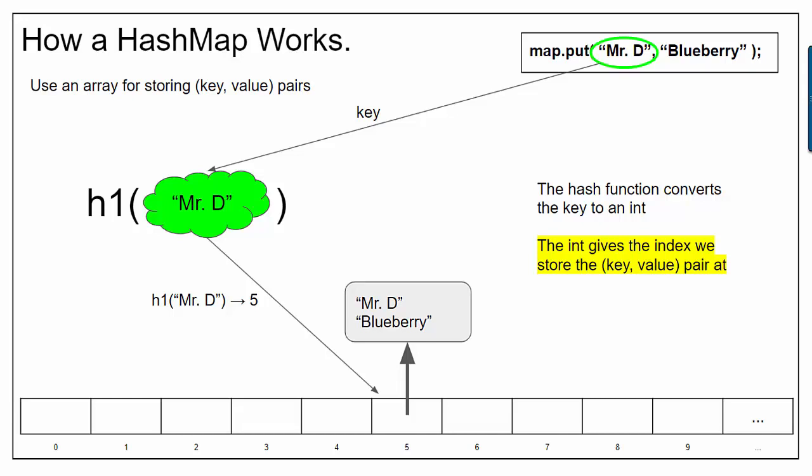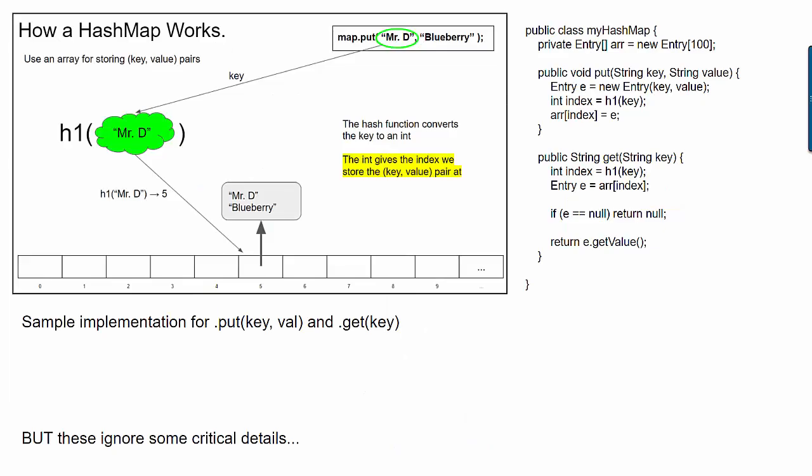Let's just imagine that Mr. D ends up mapping to the integer 5. So 5 is now the unique location where we're going to save the key Mr. D and the value blueberry. So the hash function is going to give you the indices where you store your information. You want to be able to actually visualize, in detail, how this works.